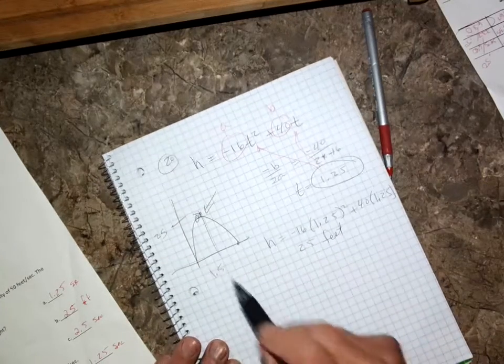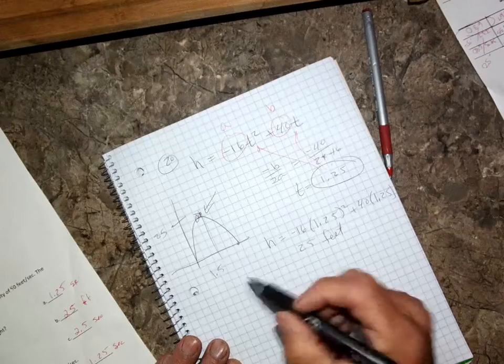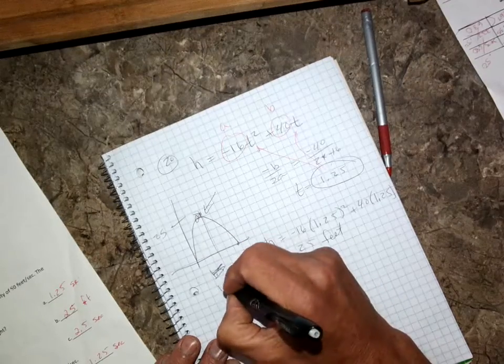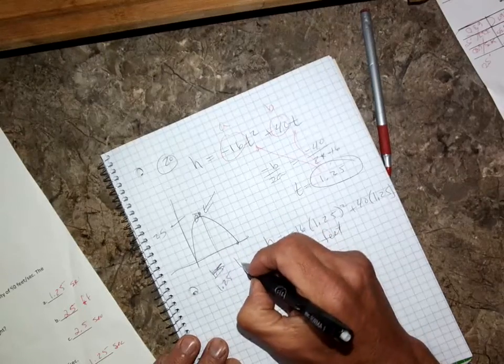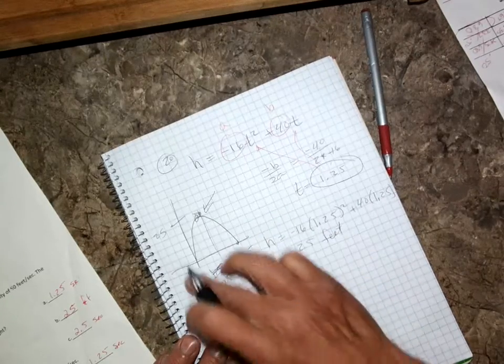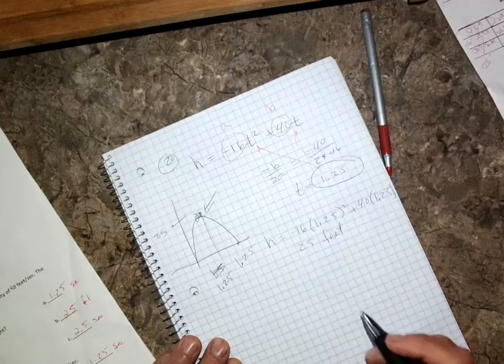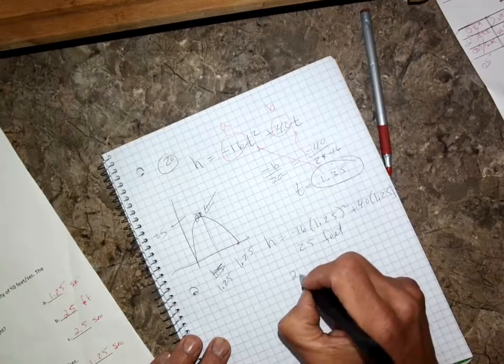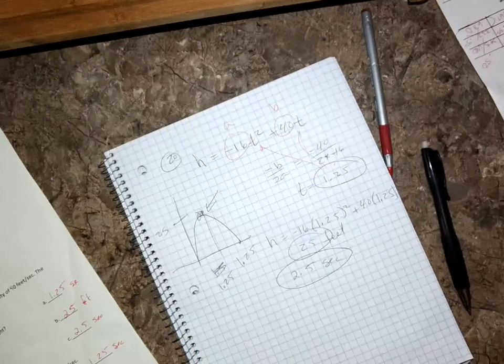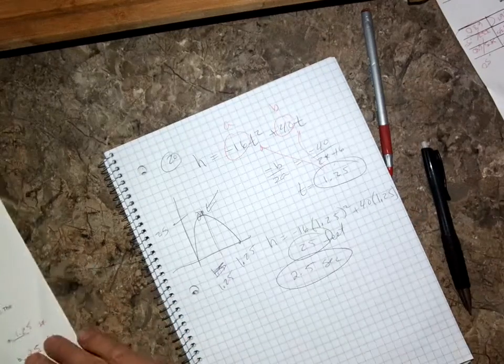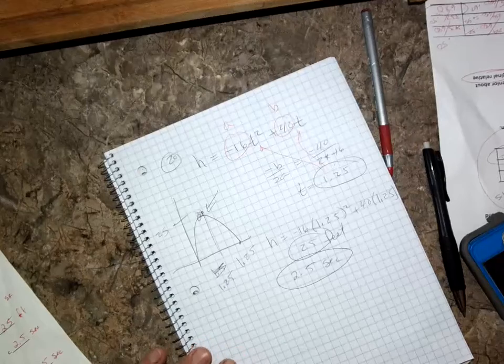Now, when does it hit the ground? Well, I got this wrong, 1.25. It goes 1.25 from here to the top, then another 1.25 and hits the ground. 1.25, another 1.25, which makes 2.5 seconds. Okay, there you go. That is chapter 4 test. So hopefully you guys will get it done.